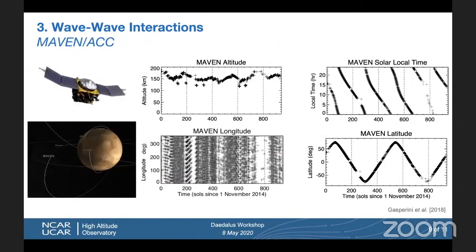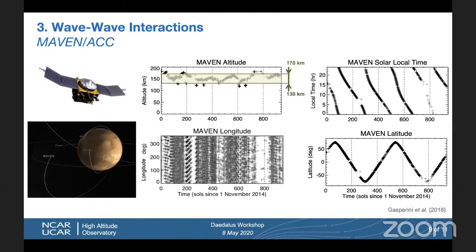The same approach has also been applied to MAVEN data, and the reason I'm showing this is because MAVEN followed an orbit that is somewhat similar to the one envisioned for the Daedalus mission. So if we're looking here at a period of time going from November 1st, 2014, we see altitude on the top left panel.